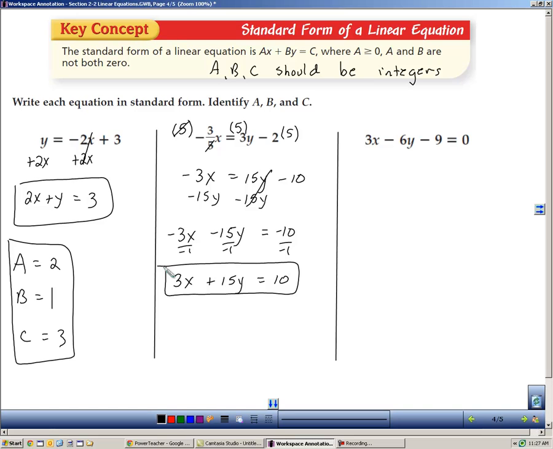We've now finished that part. It's fairly easy to then see our a is a 3, our b is a 15, and our c is a 10.